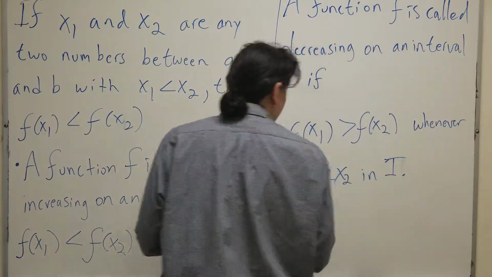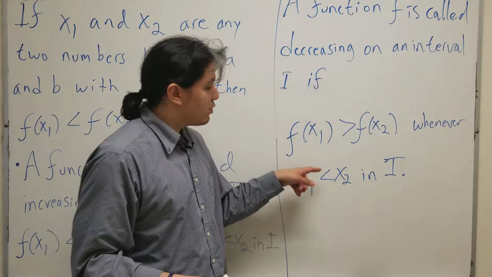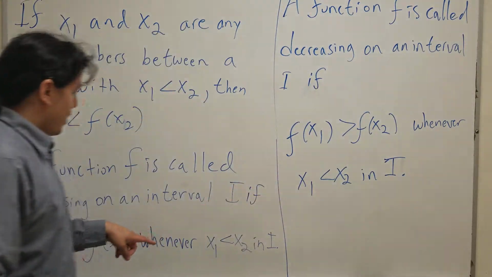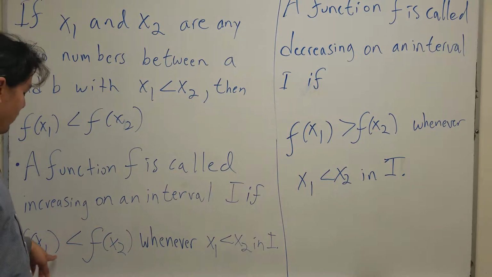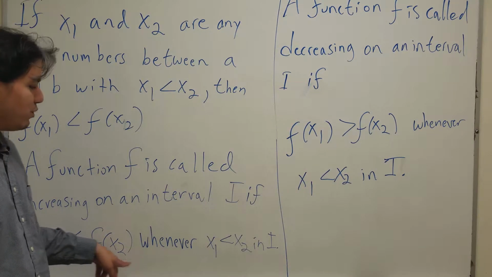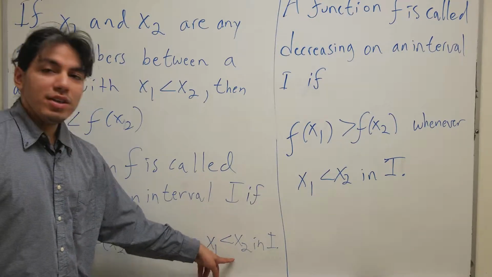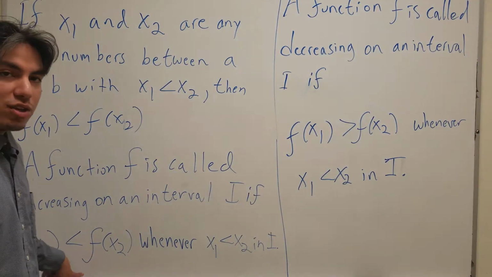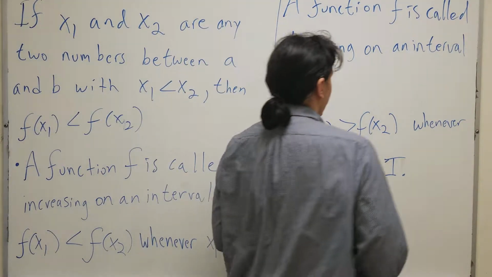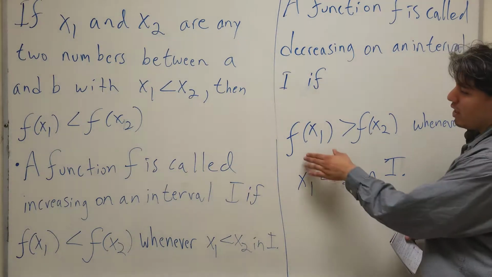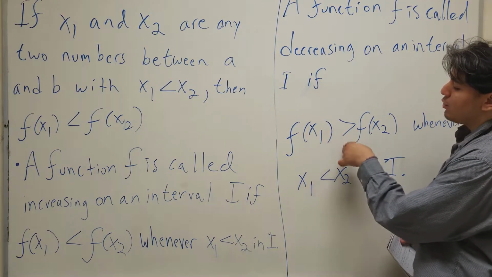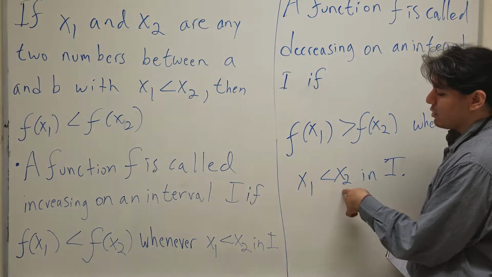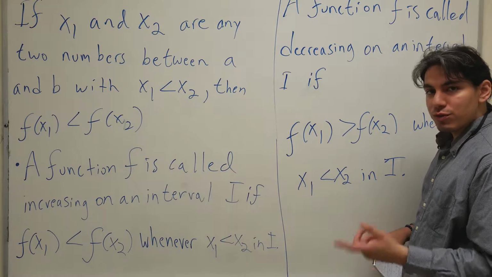Now, this part kind of confused me at first when I was reading this. I didn't understand how come I see the function f of x1 is less than f of x2 when x1 is less than x2. This part makes sense, because if this is small here, then it makes sense that the function of it should be small. But this is the part I didn't understand. How come my function f of x1 is greater than f of x2, even though my point x1 is less than x2? That's the part I didn't understand at first when I was first reading this.